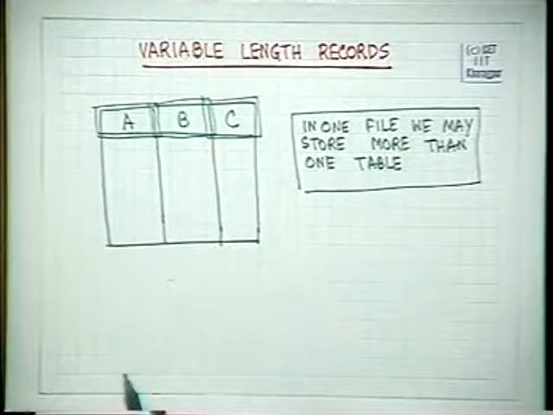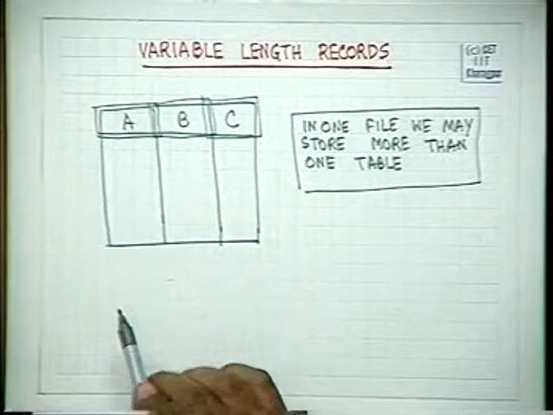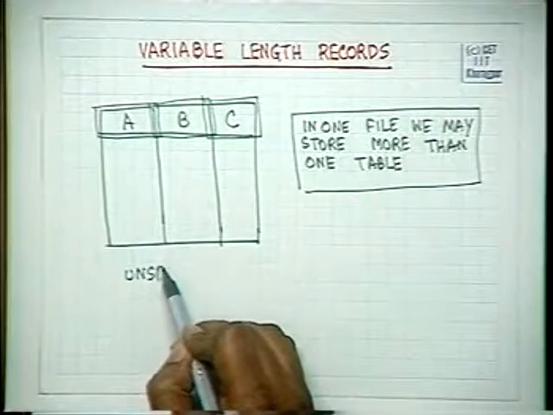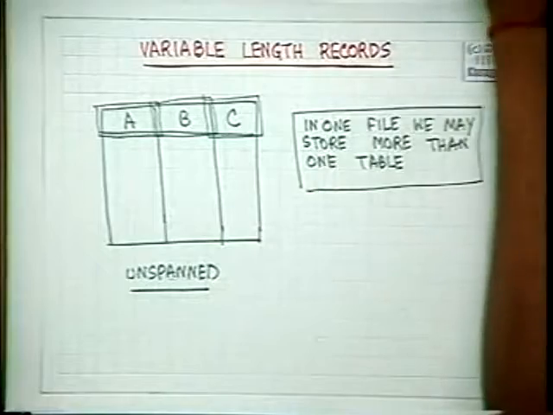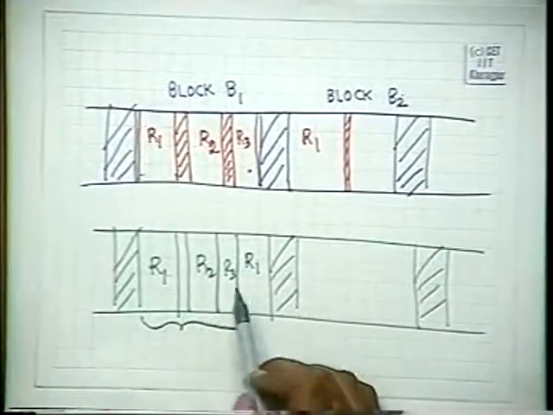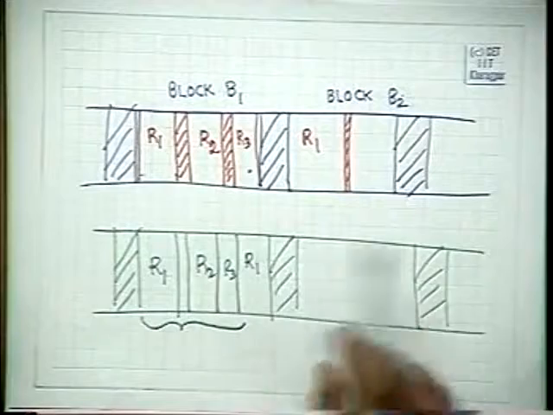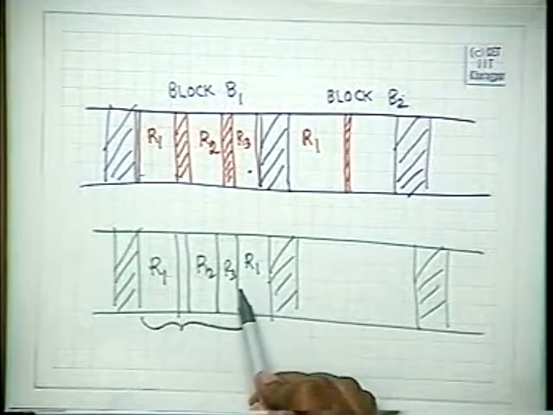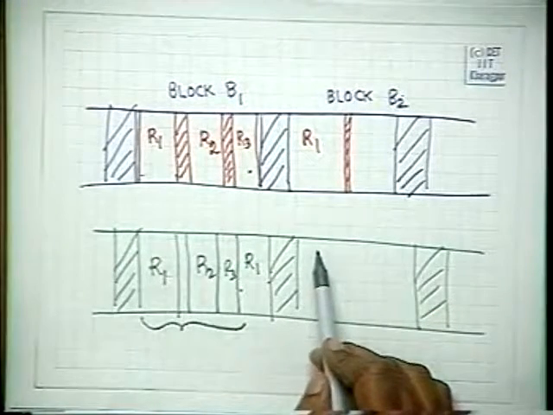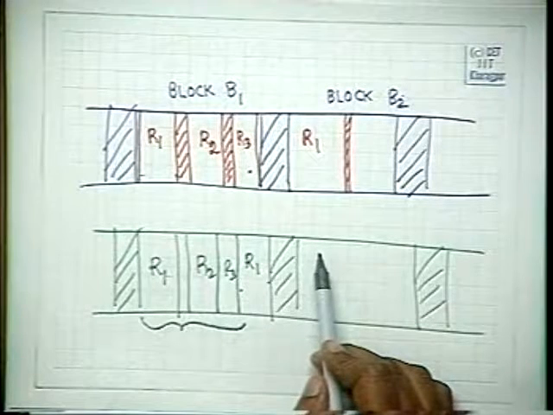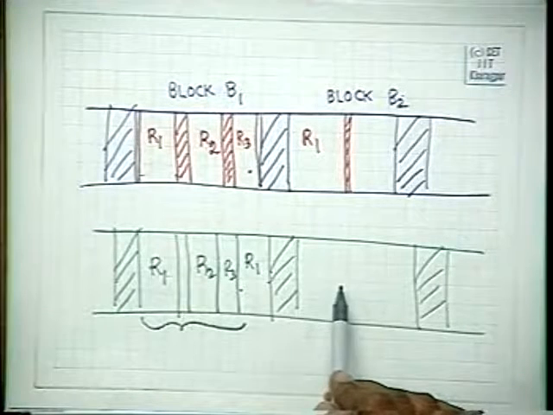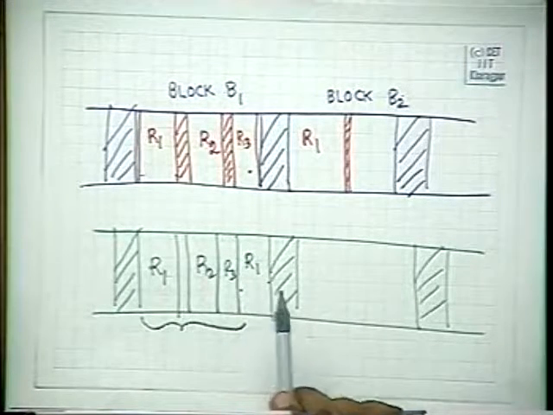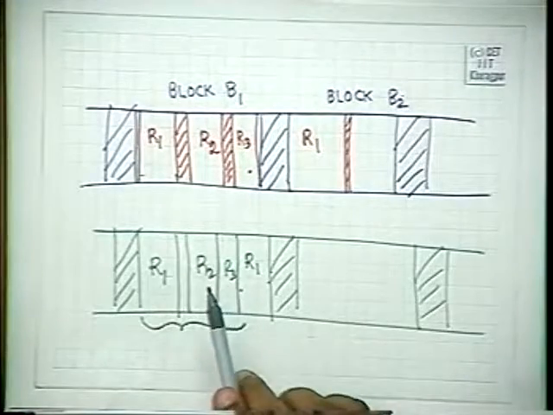But there are two types of variable length records which are stored on the disk. One is the unspanned type. The unspanned type does not allow a record to be part of one block and a part of the record in another block. If it is unspanned, it means that a part of the record cannot be in one block and another part in another. This cannot happen. The whole of the record must be in only one block.